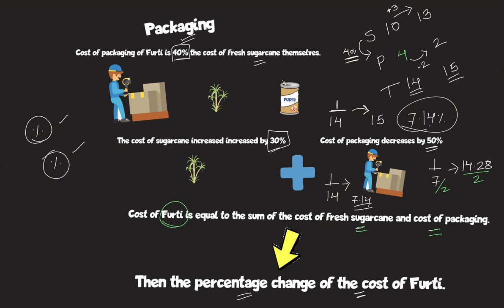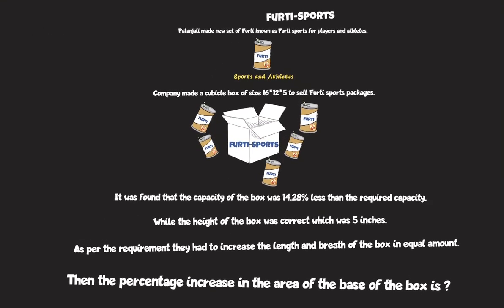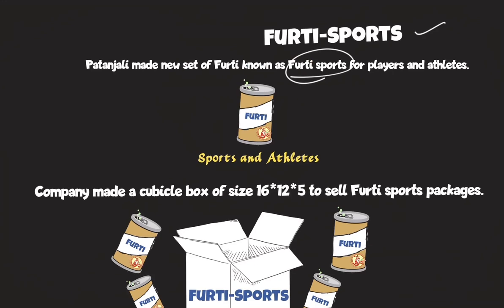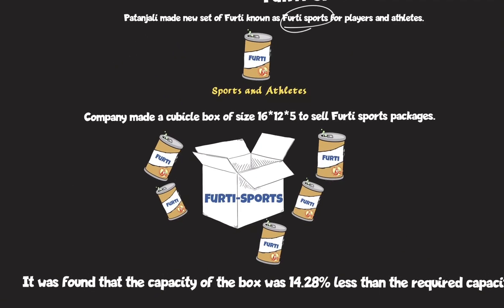Now let's see one more problem which is associated with the packaging of Furti, and this is the problem. What is being said with respect to the data given in this problem? Patanjali made a new set of Furti called Furti Sports. This is for athletes. The company made a cuboid box of size 16, 12 and 5 to sell the Furti Sports package, with length, breadth and height.